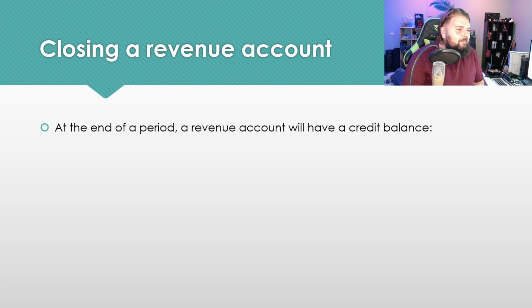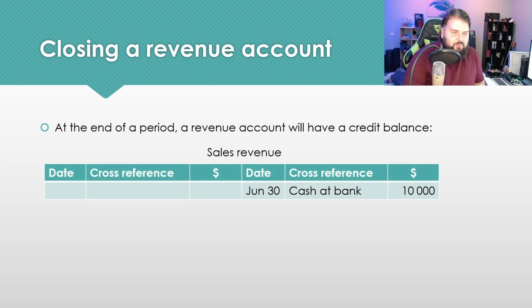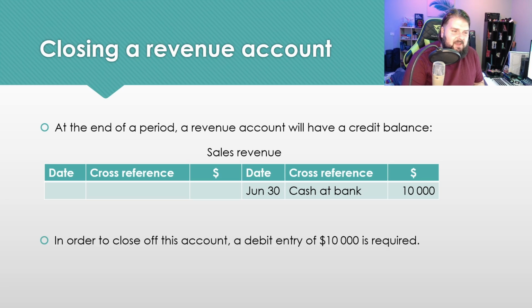Anyway, at the end of a period, our revenue accounts always have a credit balance. So let's have a look at this. We have our sales revenue here, and if we're going to close this off to zero, we need to make a $10,000 entry on the debit side to make it balance.